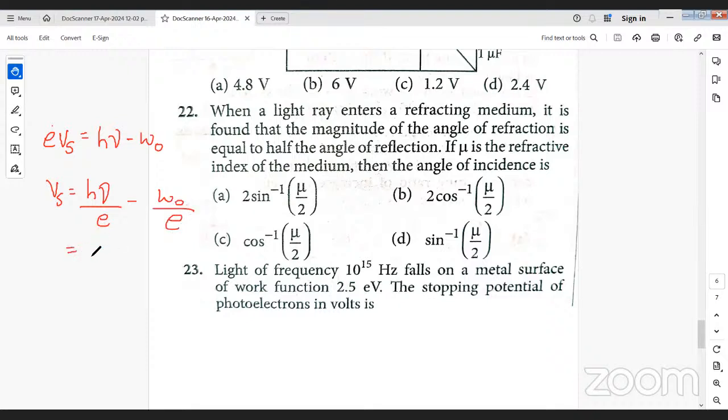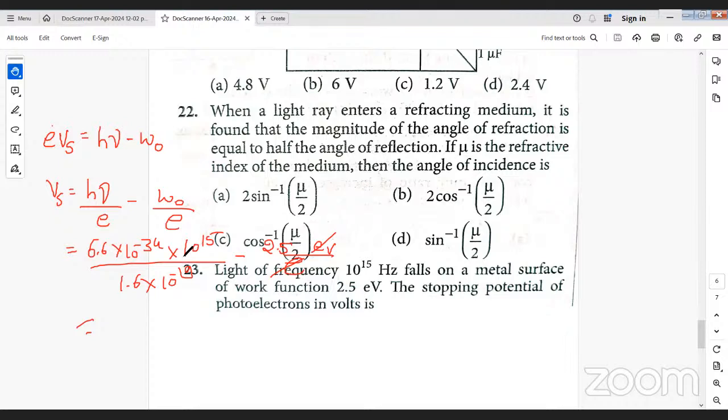So what we can do now, this is h into nu. So h value is how much? It is 6.6 into 10 raised to minus 34, into frequency 10 to the power of 15, divided by charge of the electron, 1.6 into 10 raised to minus 19, minus work function. It is 2.5 electron volt divided by e, because this e I can cancel here without substitution.